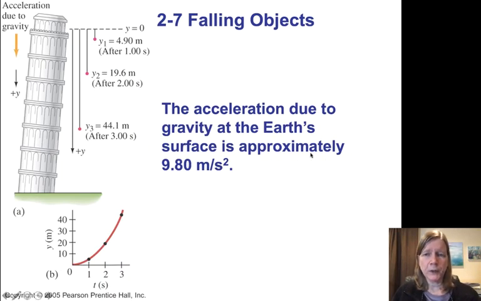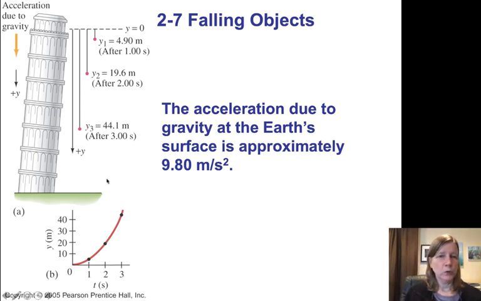So again, the acceleration due to gravity at the Earth's surface is approximately, and if we're not told to worry about otherwise, 9.8 meters per second squared, which means we're changing our velocity by 9.8 meters per second every second.